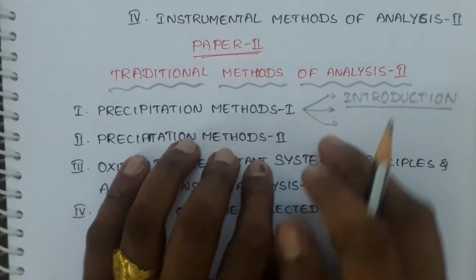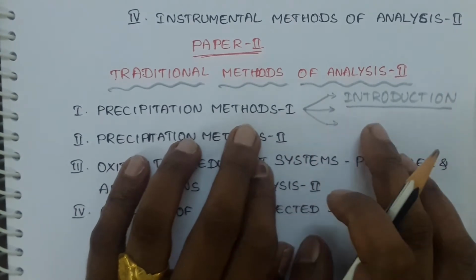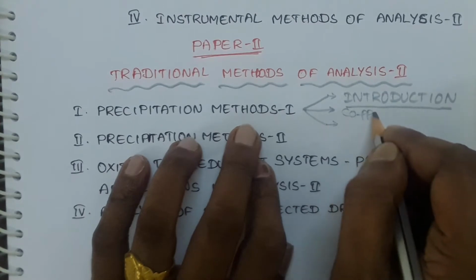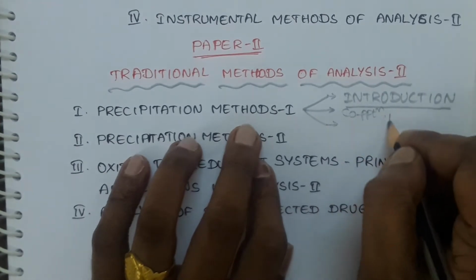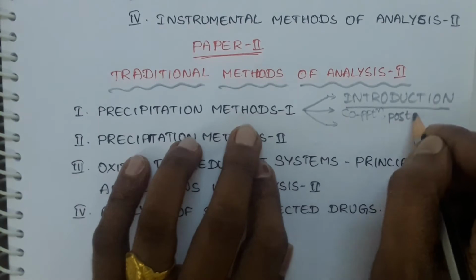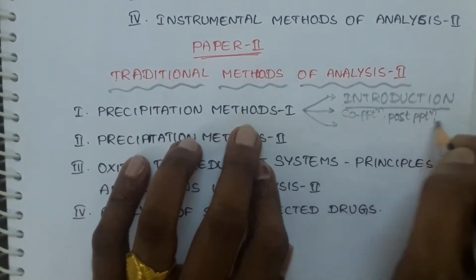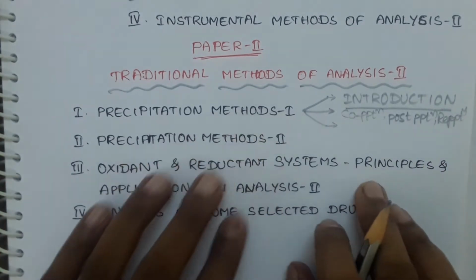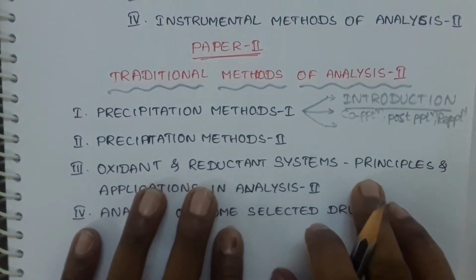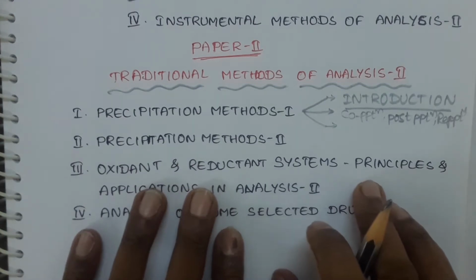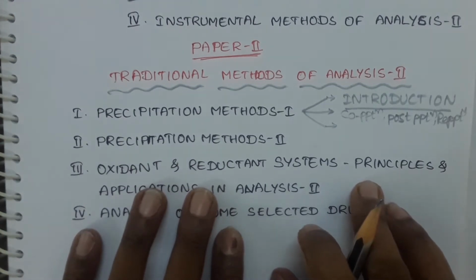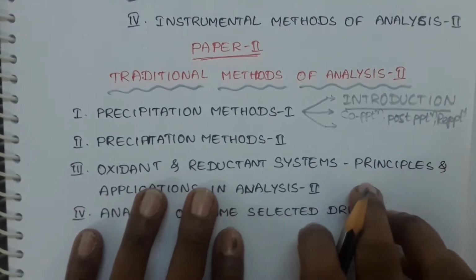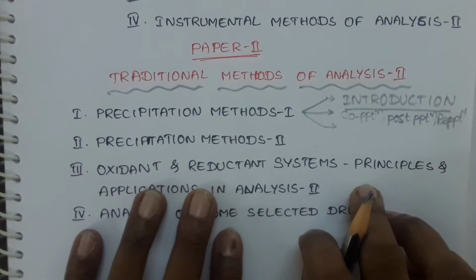And the second part in precipitation methods 1 unit is co-precipitation, post-precipitation and reprecipitation. What is co-precipitation, what is post-precipitation and what is reprecipitation? We are going to learn about these topics in part 2 in unit 1.